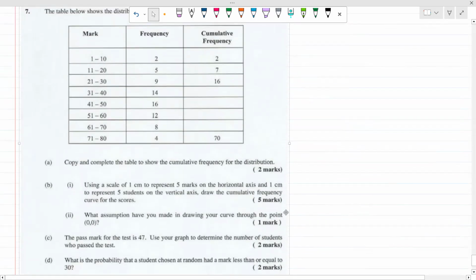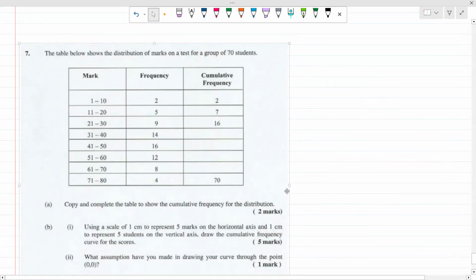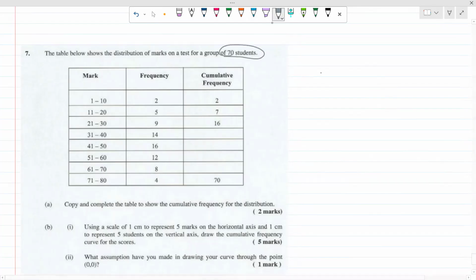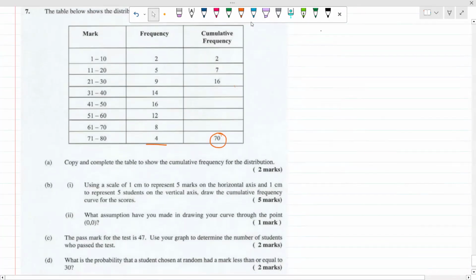Color statistics. The table below shows the distribution of marks on a test for a group of 70 students. This is an important piece of information here. The total sample size is 70 students. The whole frequency column adding up, or the total frequency, if we add up all of these numbers here, the total is 70, right? Because there's 70 students. Now we need to complete the table, right?